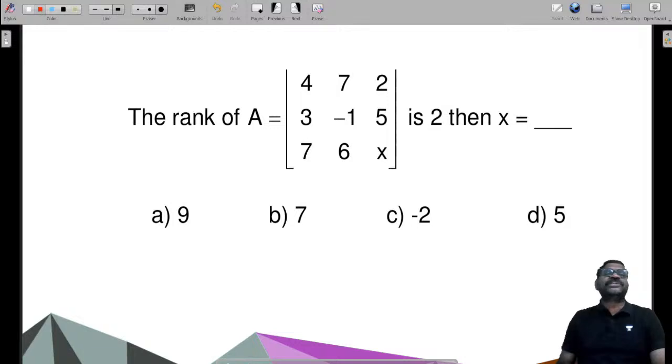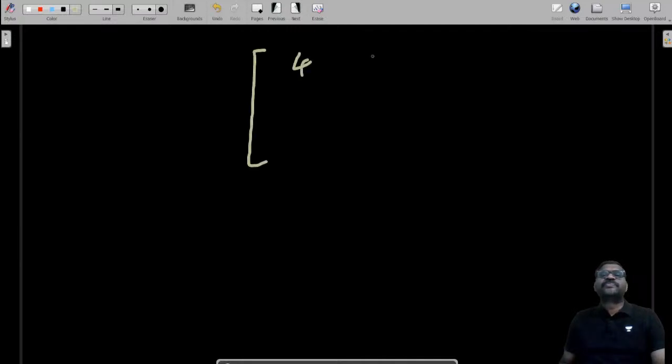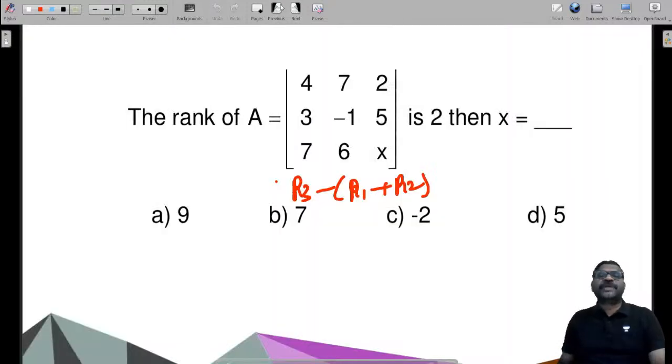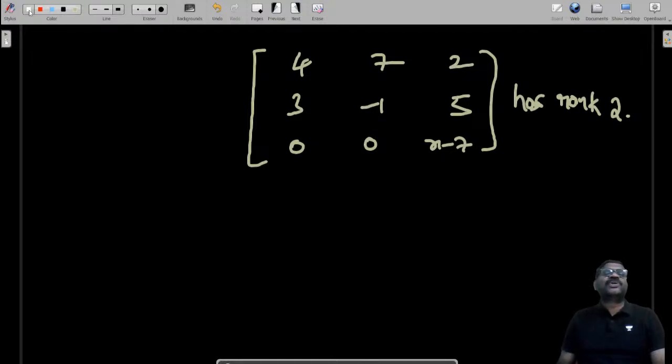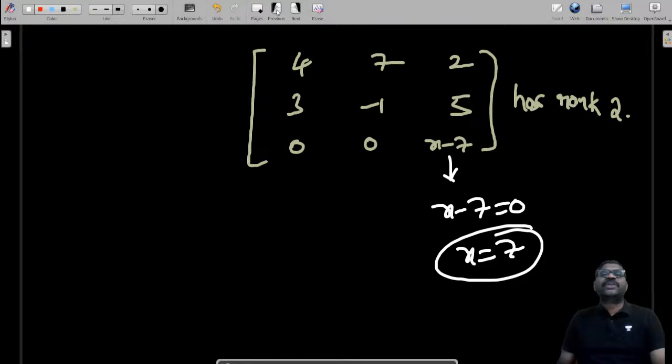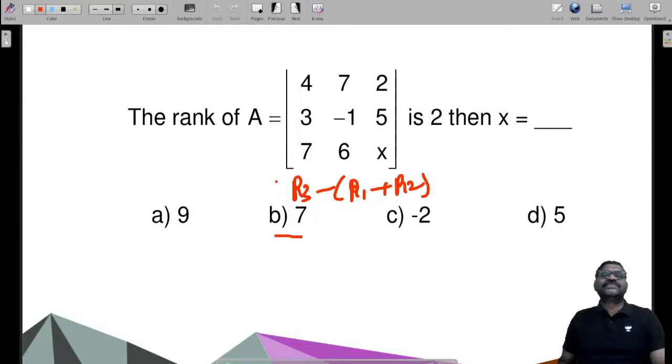Otherwise, do one thing: apply this operation, R3 minus (R1 plus R2). 4 7 2, 3 minus 1 is 5. R3 minus (R1 plus R2). 7 minus 7 is 0. 6 minus 6 is 0. x minus 7. The matrix has rank 2. Therefore, one row is a 0 row. Therefore, the last row is a 0 row. Therefore, x minus 7 equal to 0. The value of x is 7. The value of x is 7. So the correct answer is 7.